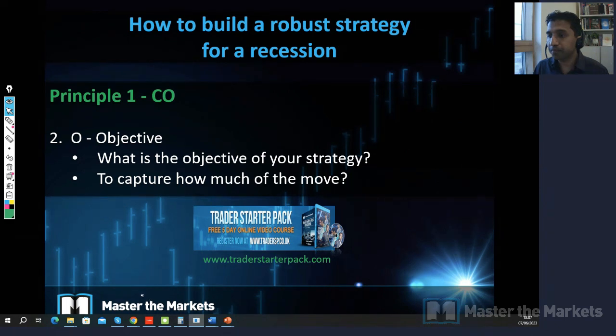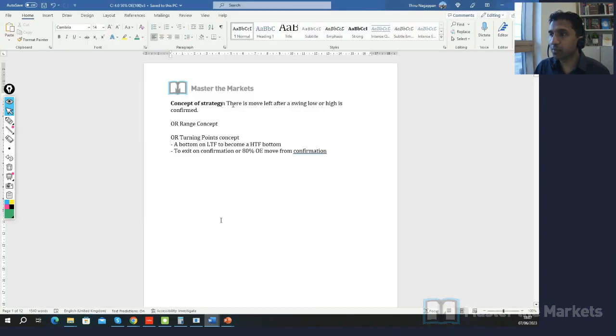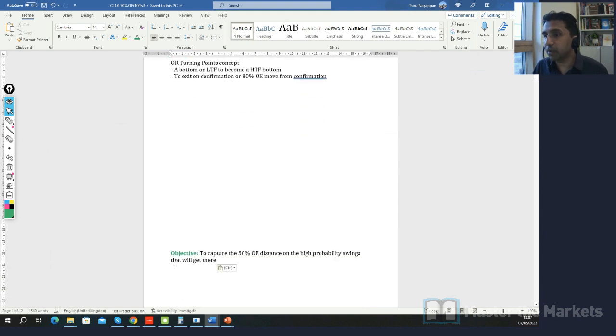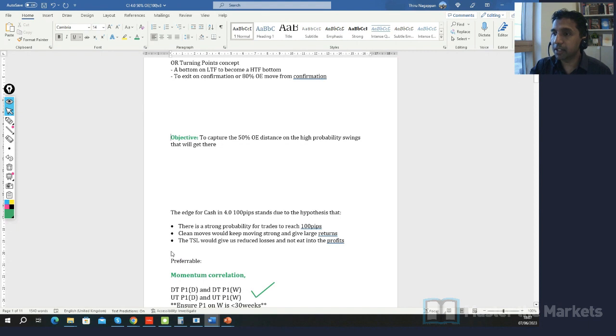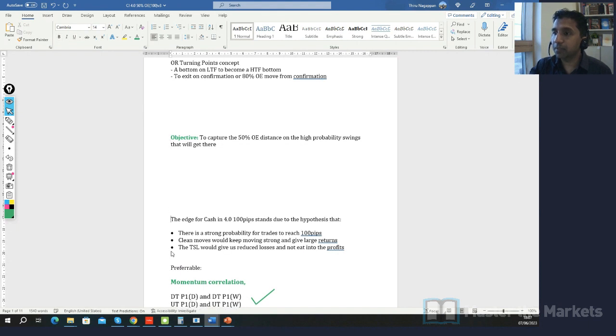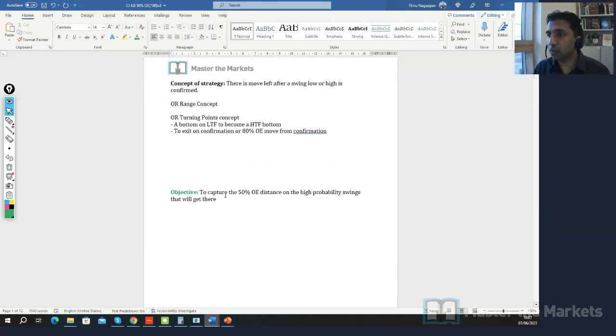So let me show you some examples of objectives. Let's move left, after a swing low or high is confirmed. For example, one objective you can look at is to capture the 50% open equity distance, as you can see over here. To capture the 50% open equity distance on high probability swings that will get there.